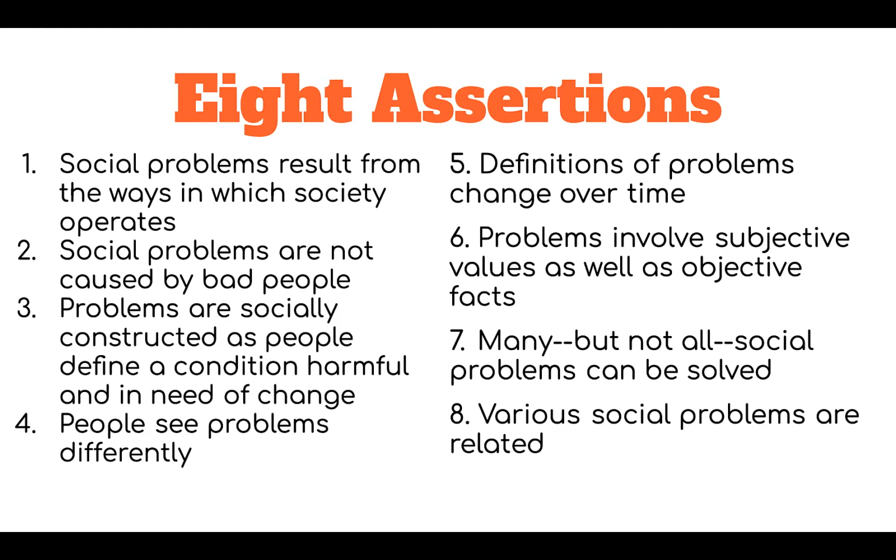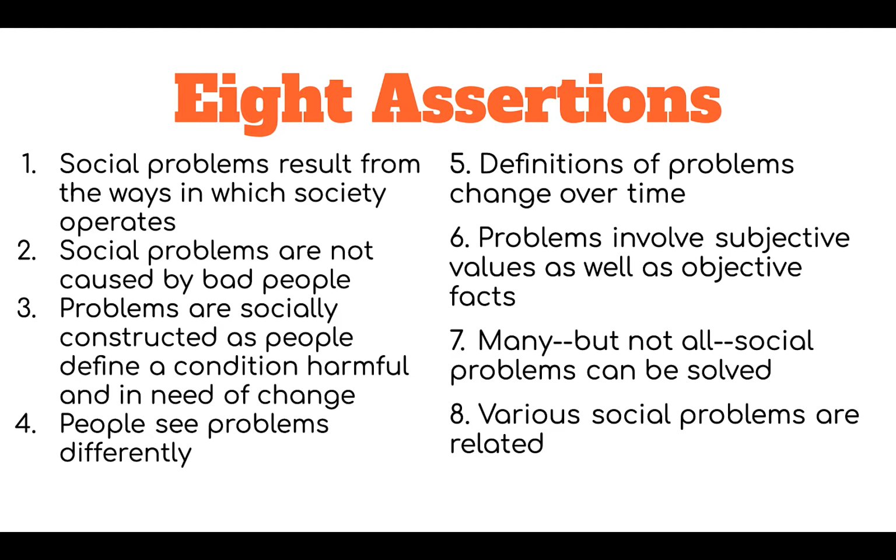The fifth assertion is that definitions of problems change over time. Our history and our time period shape our values and our beliefs. So what's considered a problem is connected to the social understandings of the time period. The sixth is that problems involve subjective values as well as objective fact. So the book uses the example of divorce to illustrate this. About a third of people have been divorced.